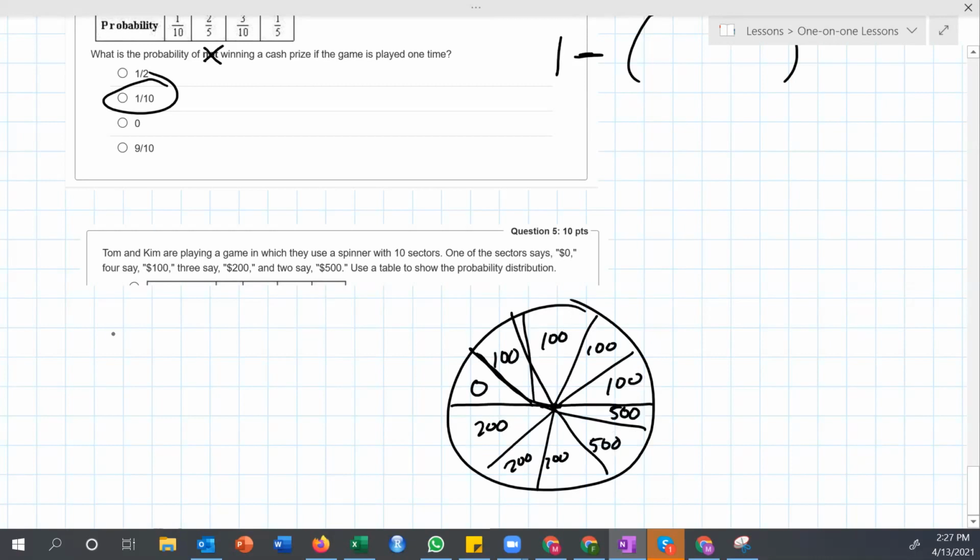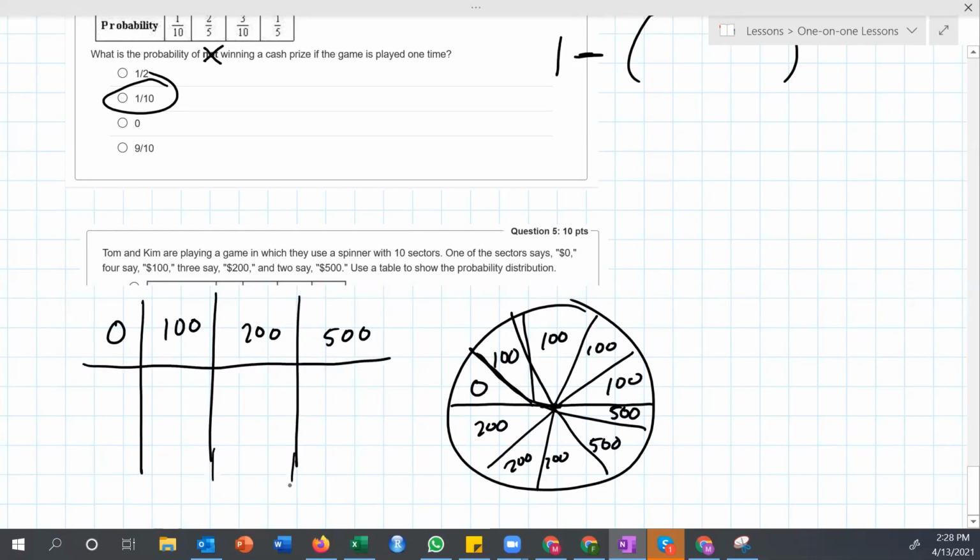Okay, so let's make a probability distribution here. We've got 0, 100, 200, and 500. So 0 is 1 out of 10. What is 100? 4 out of 10, which reduces to? 2/5. And then 200 out of 10 is? 3 out of 10, 3/10. Okay, 500. 2/10, which reduces to 1/5. Excellent. So we have 1/10, 2/5, 3/10, 1/5. Is that right? Great. All right, we are moving through this.